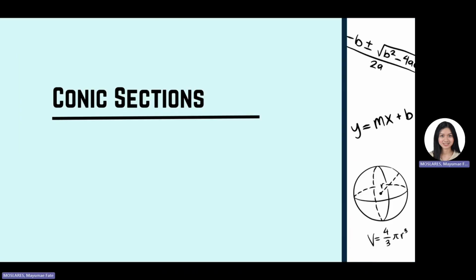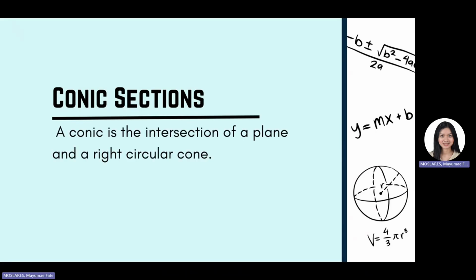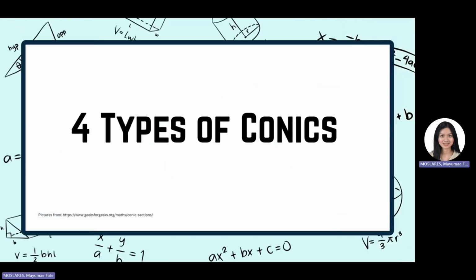So what are conic sections and why do they show up in sports, design, or even in space? A conic section, or simply conics, is the intersection of a plane and a right circular cone. A line lying on the cone is referred to as a generator. There are actually four basic types of conics.